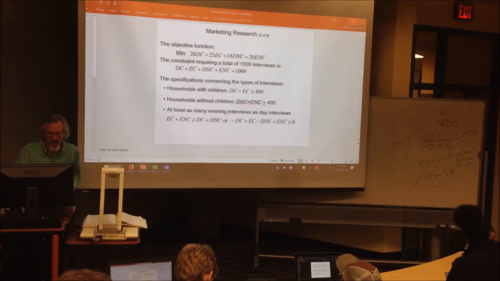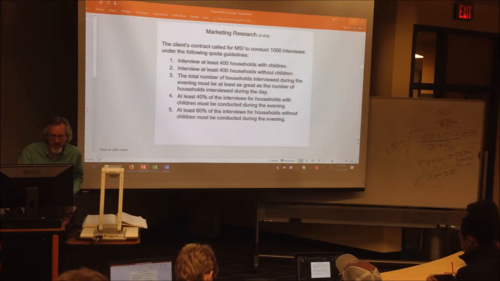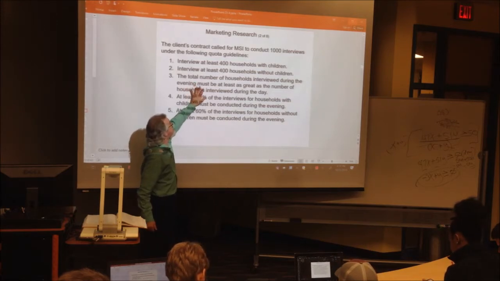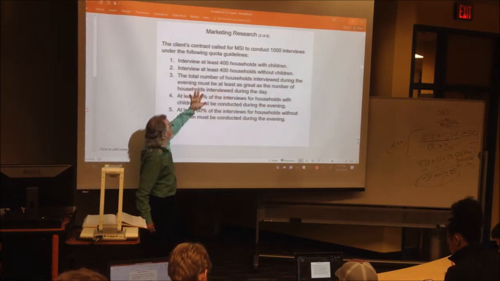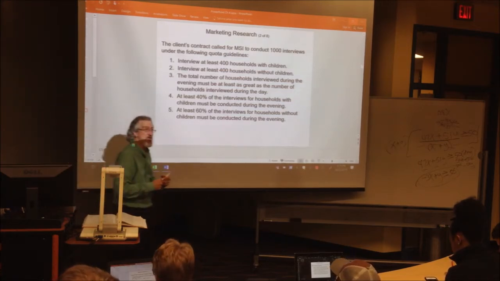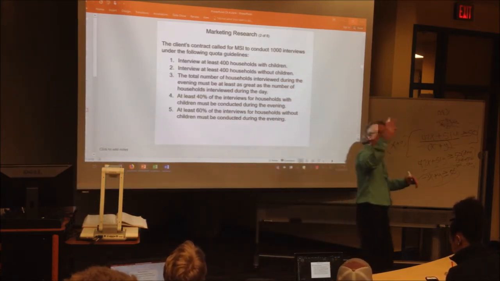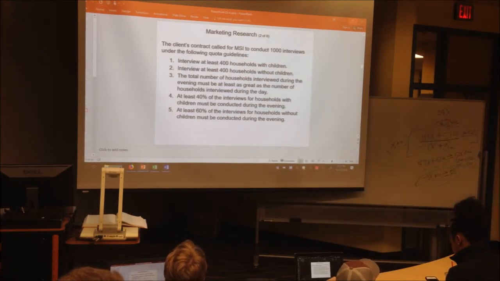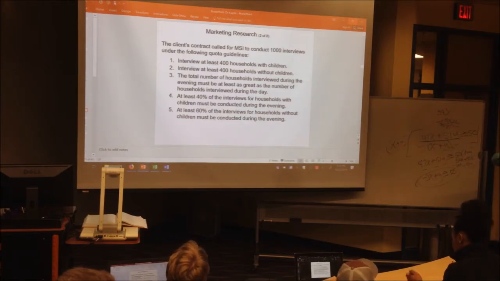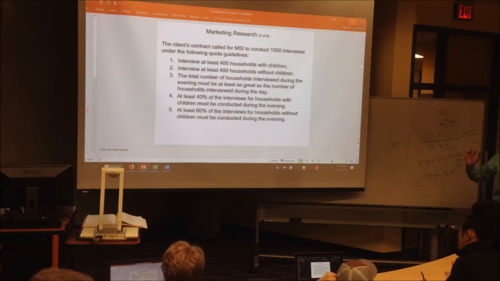The one I don't know if we talked about is this one right here. The total number of households interviewed during the evening must be at least as great as the number of households interviewed during the day. Did we talk about this one? Does that look familiar? There are 4 variables. 2 are the evening, with and without children. 2 are during the day, with and without children. And this whole sentence says, all the interviews in the evening must be at least as great as all the interviews during the day.